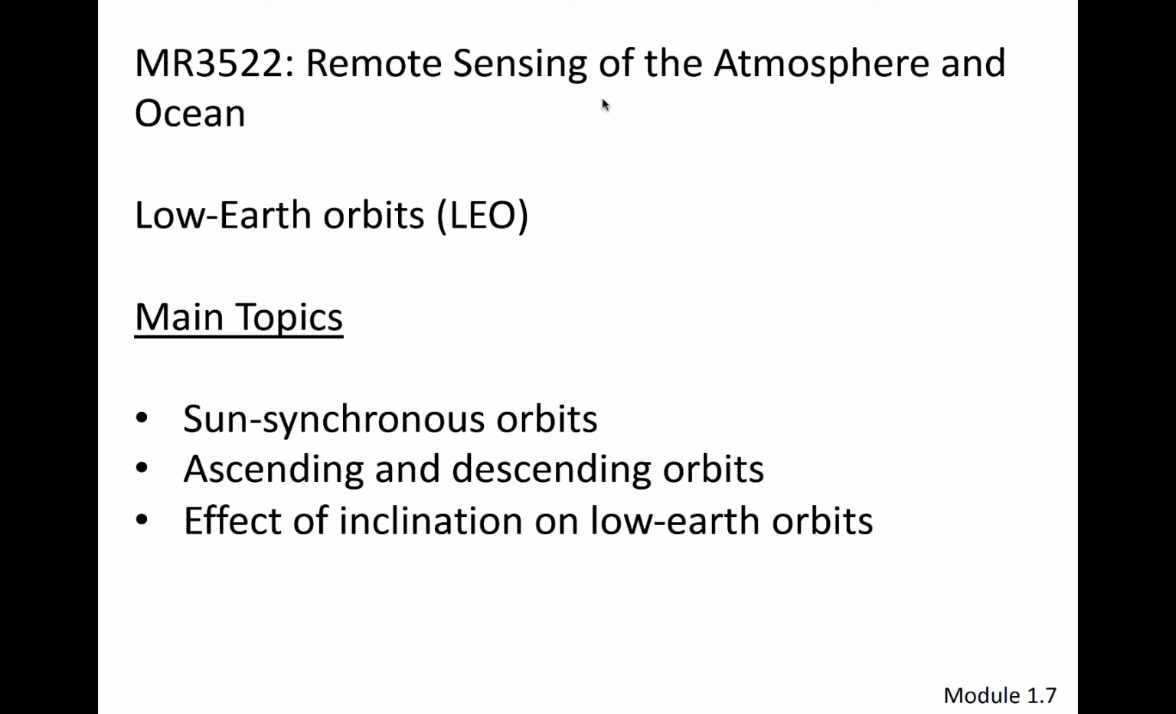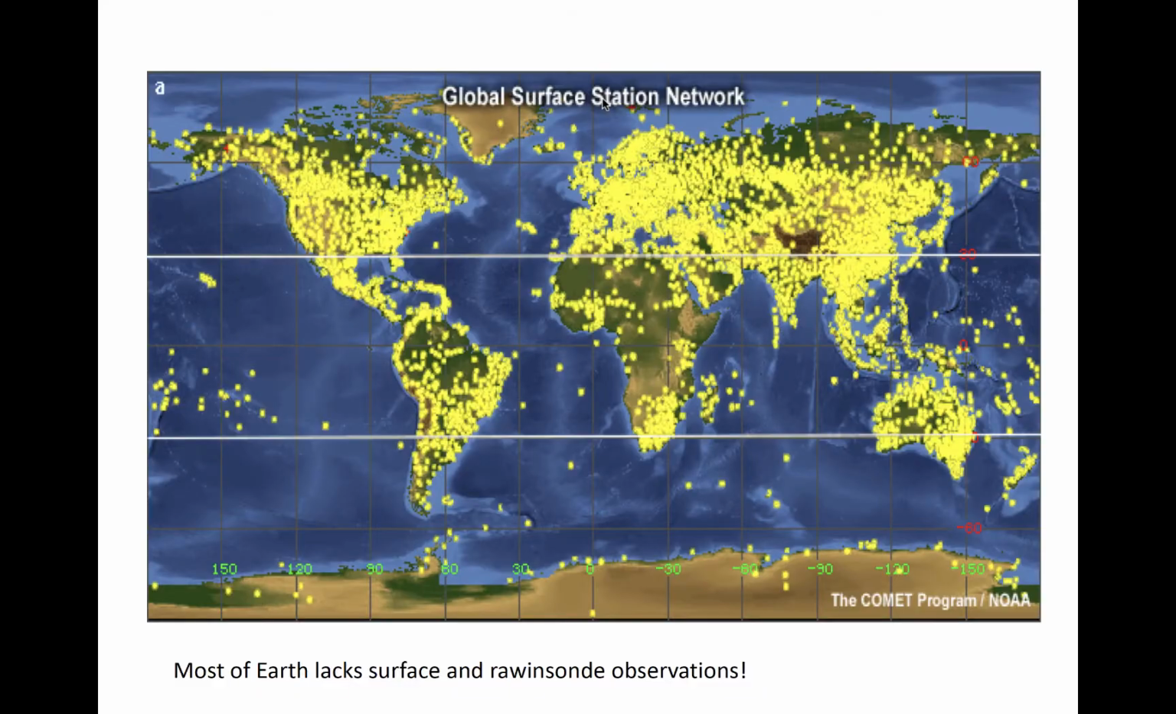We continue our discussion of orbits in this module by examining low Earth orbits. The map shown is a somewhat out-of-date representation of global surface weather stations on Earth. As expected, land masses are generally much more thoroughly observed than oceans, where calibrated observations are generally only collected on islands, like out here in the Pacific.